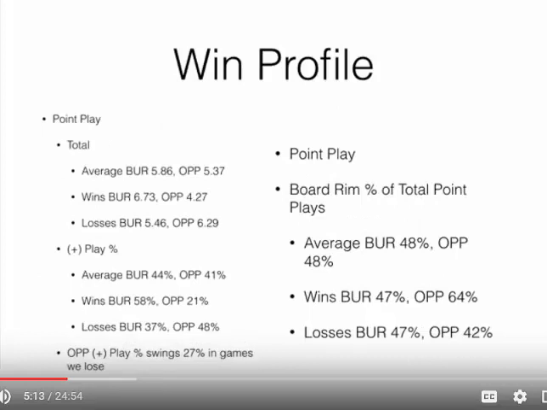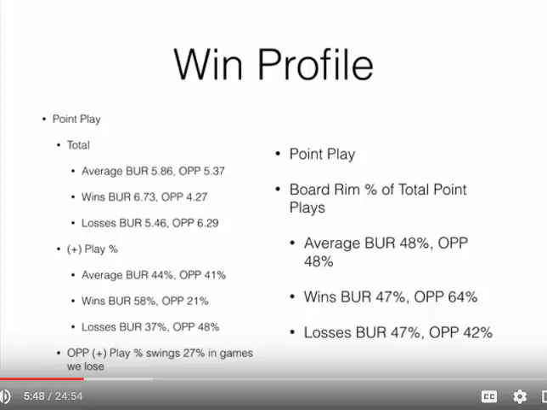The point play on the total average is we average nearly 6 point shots a game. The opponent is very close at 5.37. But in wins, we shoot the puck from the point a ton, 6.73 versus our opponent who only gets 4.27 in our wins. In our losses, we're at 5.46, but our opponent is at 6.29. So obviously, shooting from the point has a little bit of a correlation, but it's so small in terms of the total number of shots. There's only 6 shots from the point.